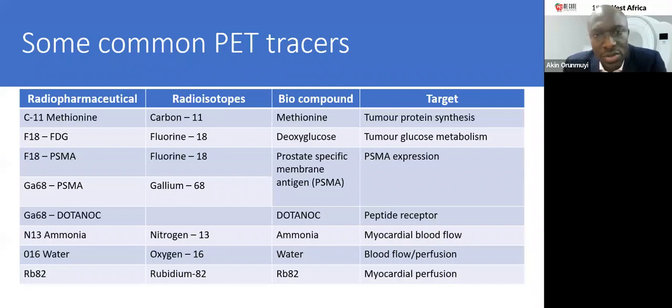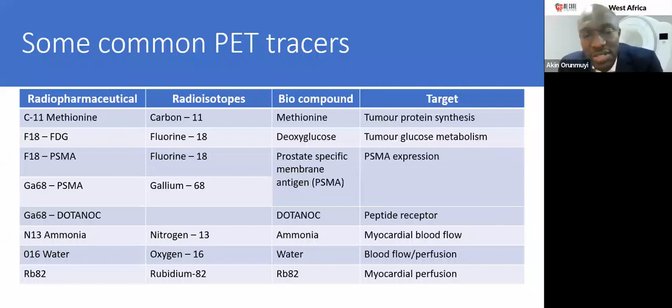So this table just shows some common PET tracers, and I'm trying to show the radioisotope as distinct entities that define the application for PET. So we have carbon-11, fluorine-18, gallium-68, nitrogen-13, rubidium, and the biocompounds are familiar things. Methionine is an amino acid that can be an imaging marker for tumor protein synthesis. And we also know deoxyglucose, just like normal sugar, just that it's a marker of tumor metabolism.